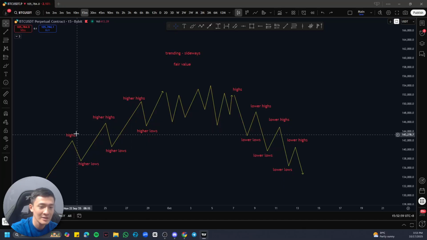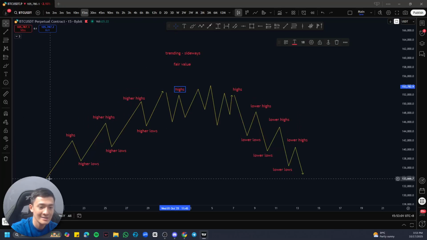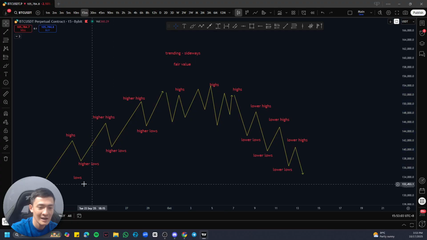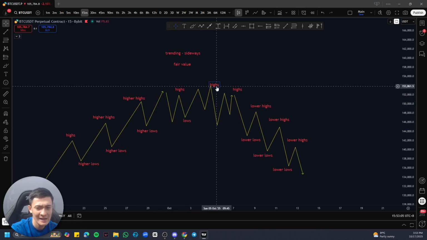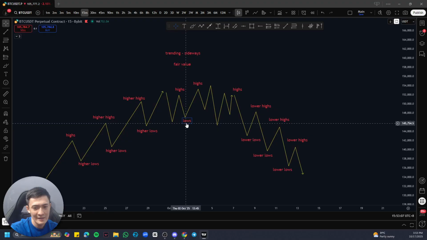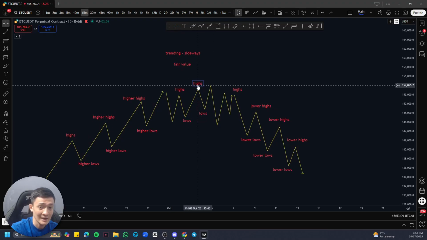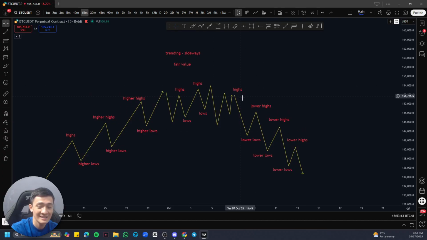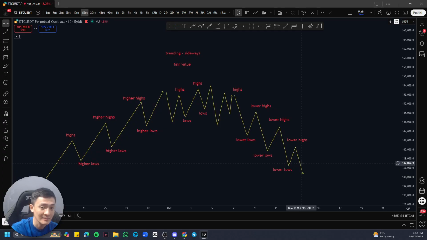In a sideways trend, we usually have highs and lows, but it's very hard to determine whether they are higher highs or higher lows. One moment you have a higher high, next moment you have a lower low, so the trend is not clear. In a trending market, you will see higher highs and higher lows very clearly, or lower highs and lower lows very clearly. You're able to look at it and identify it immediately.